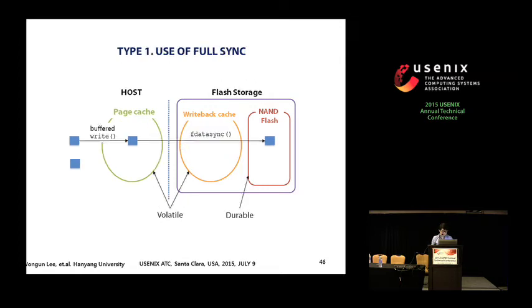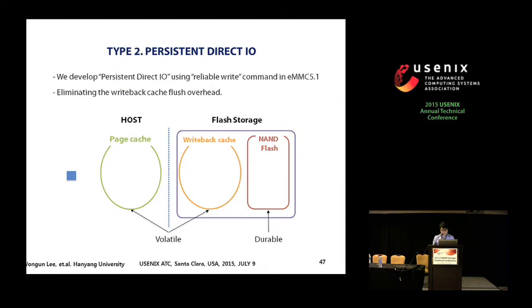To make data durable, we use 3 types of direct I/O for our new journaling mode. First, we use direct I/O with the SQLite full synchronization option. Direct I/O write only writes to the write back cache of the flash storage. The full sync option in SQLite calls fsync or fdatasync after each log commit, so the written data is flushed to the storage surface. Second, we implement persistent direct I/O, or PDIO in short, for better performance. PDIO follows the reliable write command stated in the eMMC standard.